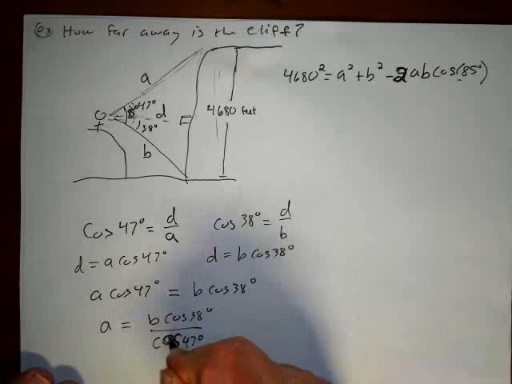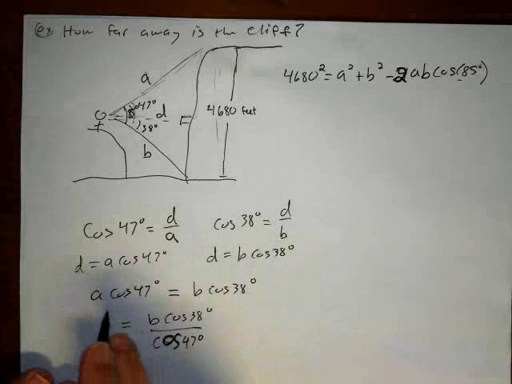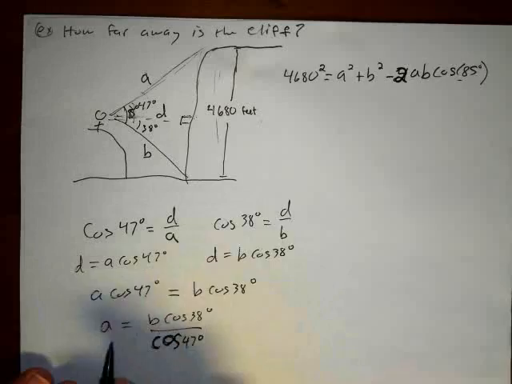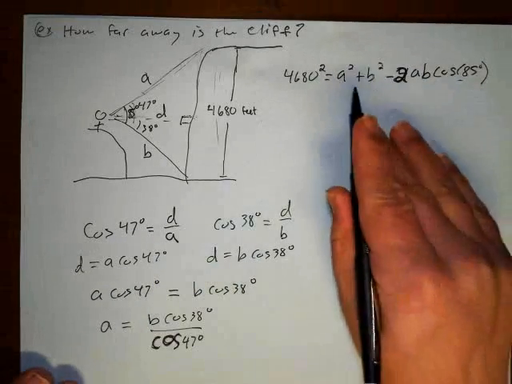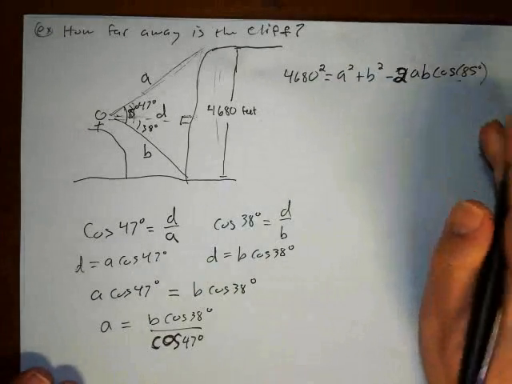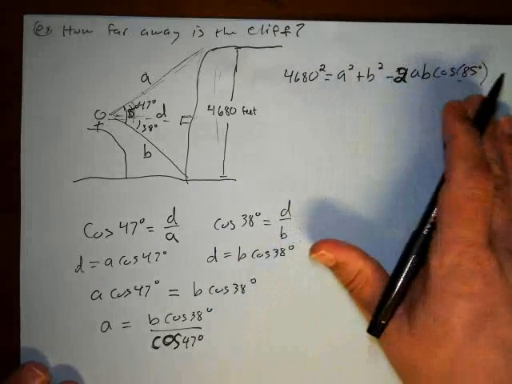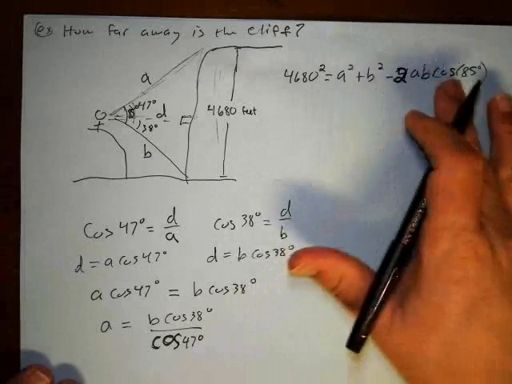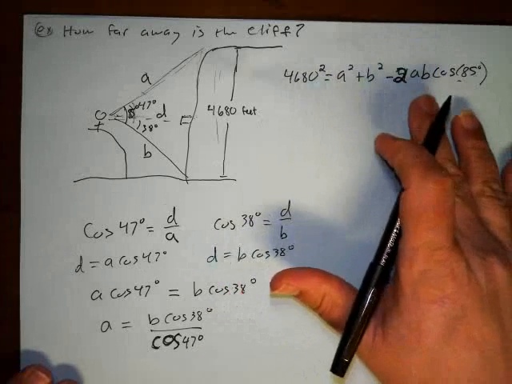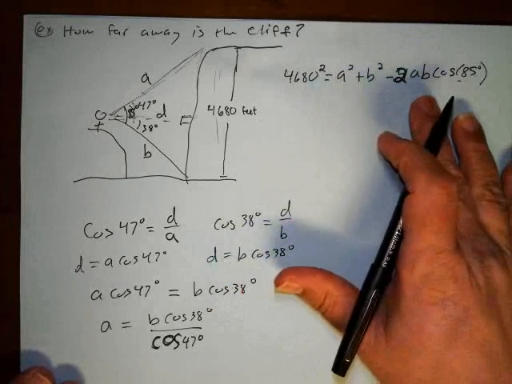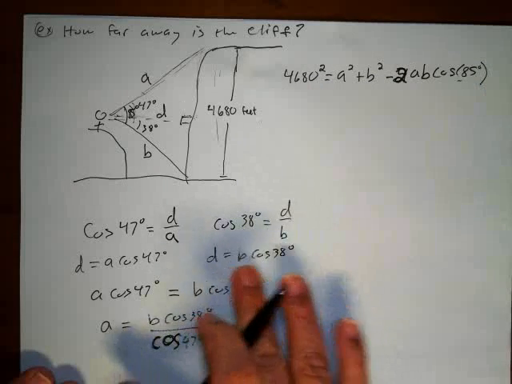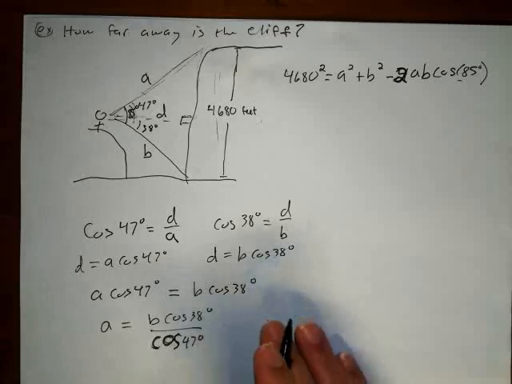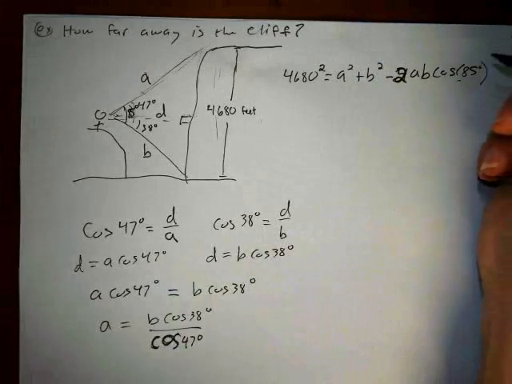Sorry. So what I did is I solved this for a by moving that over. The reason for doing this is that I can now substitute the a into here, and then I got an equation where everything is in terms of b. And how that's going to help is I can then solve this equation for b, and then I can substitute it back into here and find out what d is. A very complicated problem here.